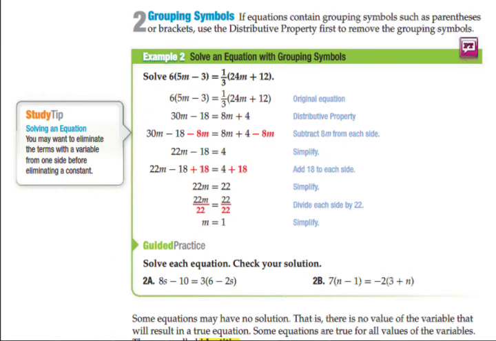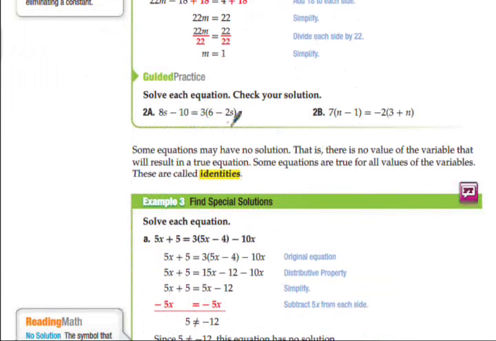So now we're going to look at equations with grouping symbols. We're pretty comfortable with the distributive property here. So that's what we're going to use. We're going to use the distributive property to get rid of these grouping symbols, and then we're going to try and get variables on one side, constants on the other. Same idea, just adding grouping symbols into it.